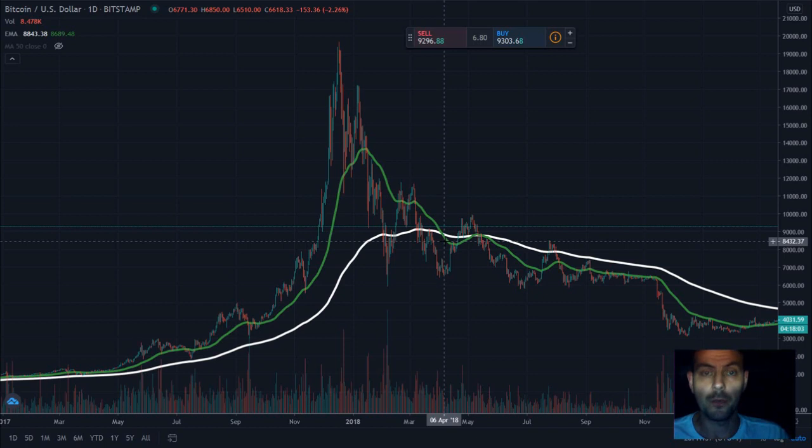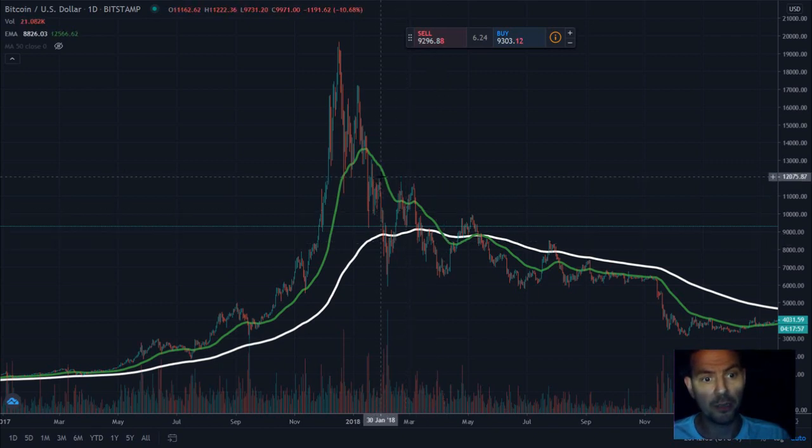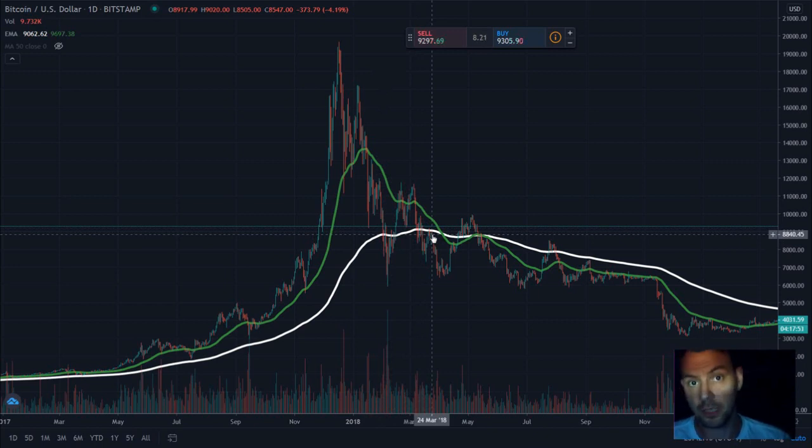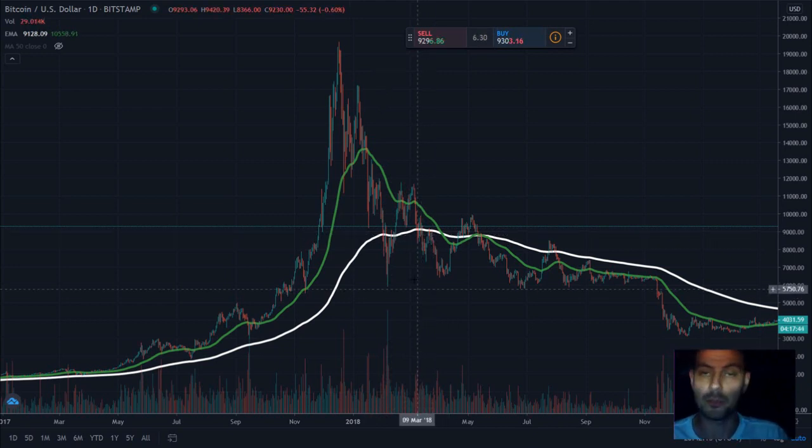So just for the sake of this video, I'm going to use an example for two moving averages, the exponential moving averages, the green being the 50 exponential and the white being the 200 exponential. Two of the most important, I suppose, especially when it comes to cryptocurrencies, of how to chart a trend, whether it's bullish or bearish over time.